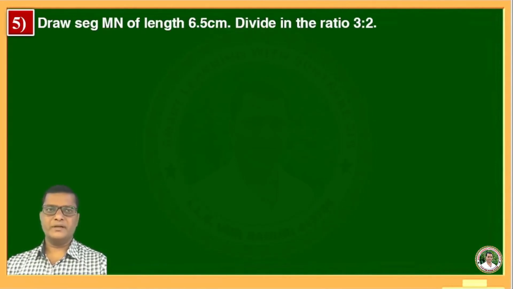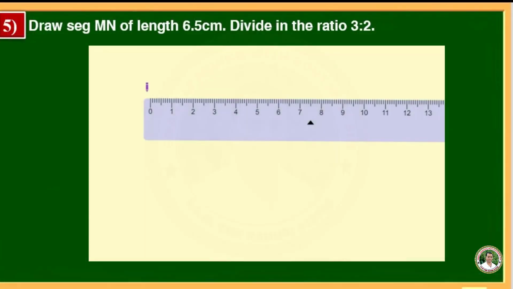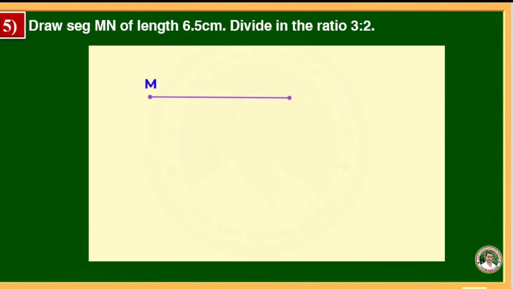Fifth question of this exercise is, draw segment MN of length 6.5 cm and divide it in the ratio 3:2. Means divide the given segment in the given ratio. This construction we will see now. Here is the answer of the fifth question. First draw segment MN of length 6.5 cm and name it.